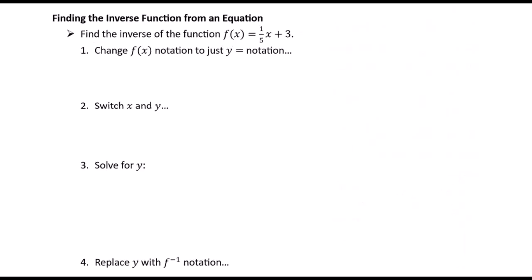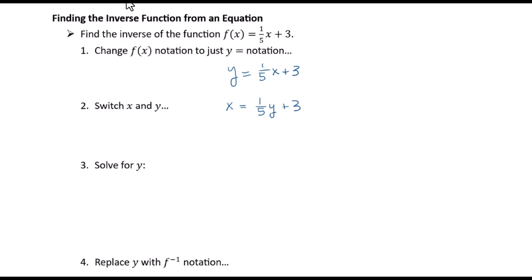In this example, I'll show you how to work through starting with a function and getting to the inverse function quite directly. First, we have the function f of x equals 1/5 x plus 3. Let's change the f of x notation to just y equals notation. So I'll have y equals 1/5 x plus 3. Now switch x and y. Quite literally, anytime we see a y, we put an x instead. Every time we see an x, we put a y instead.